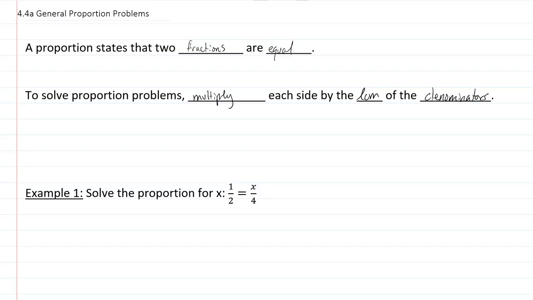So let's go through a couple examples. Solve the proportion for x. 1/2 equals x over 4. So if we follow our advice, we need to multiply each side of this equation by the LCM of the denominators. So let's find the LCM of 2 and 4.